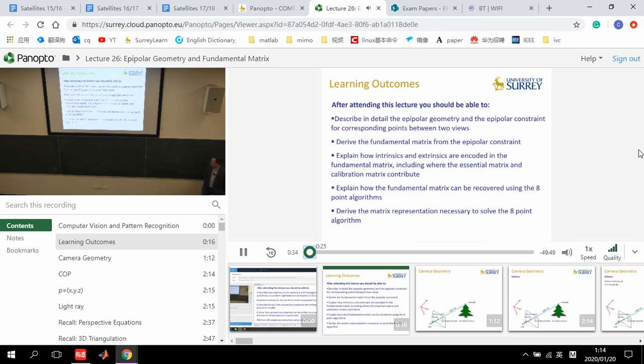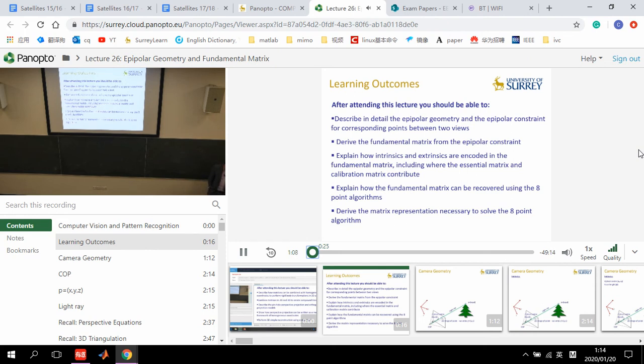And then we're going to see how this epipolar constraint can be expressed mathematically using something called the fundamental matrix. We're going to see how these extrinsic and intrinsic parameters that we've been talking about are encoded into the fundamental matrix, including this other thing called the essential matrix, which basically encodes the extrinsics. And then we're going to see how this fundamental matrix can be estimated from point correspondences, and how we can derive that linear system to do that.